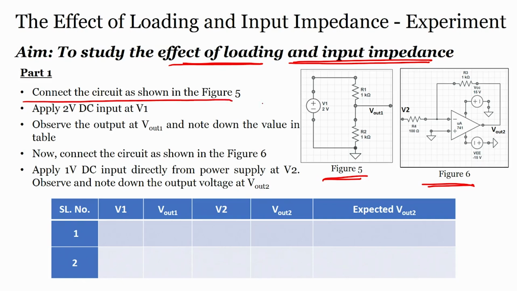What we will do? We will first connect the circuit as shown in figure 5, which is the voltage divider, alright. Then we will apply 2 volts DC at the input, and we will observe the output and note down the value, alright. This is the first thing that we will do. So, we will see what is the input voltage and what is V out 1. Whatever input voltage we are giving, let us say we are applying 2 volts, what is V out 1? V out 1 is the voltage across resistance R2, alright. So, we will measure what is R2, then we will do the second experiment.